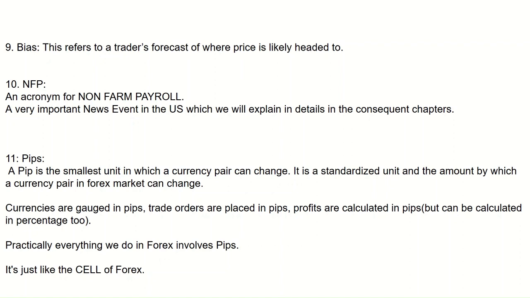It is a standardized unit and the amount by which a currency pair in foreign exchange markets can change. Currencies are gauged in pips, trade orders are placed in pips, profits are calculated in pips, but can be calculated in percentage too. I'll be explaining that later, how you can calculate in percentage, but mostly your pairs move in pips. So when a pair moves, then you can say it moves in pips. It is the smallest unit by which a currency pair can change.